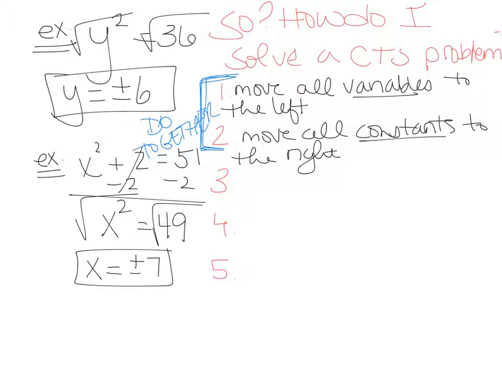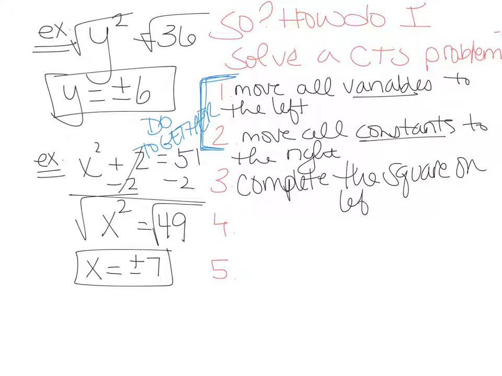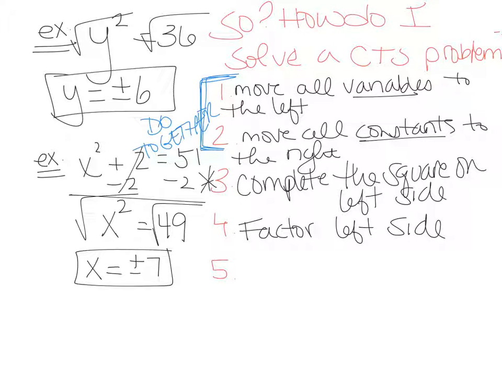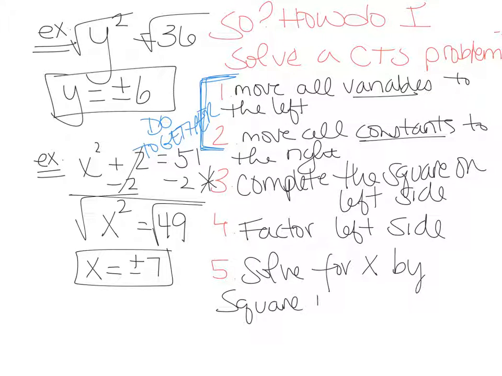That's the plan. Step 3, I'm going to complete the square on left side. That's the hardest step. If you can do step 3, you are golden. And that's what was on your homework last class, was to complete the square. Step 4, factor left side. And step 5 is solve for x by square rooting first.